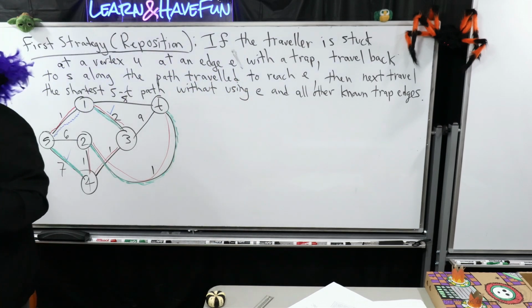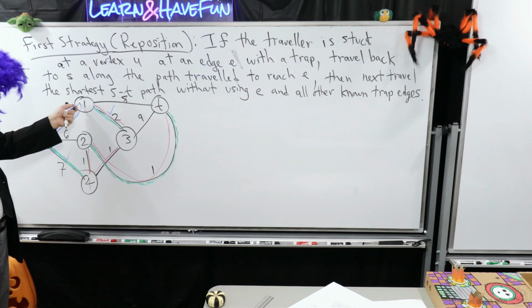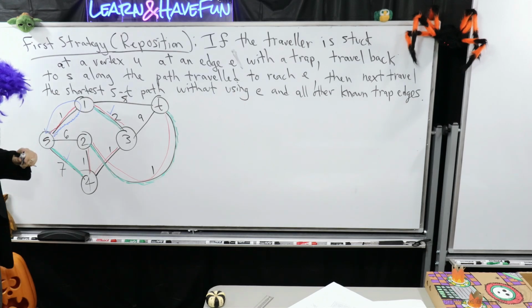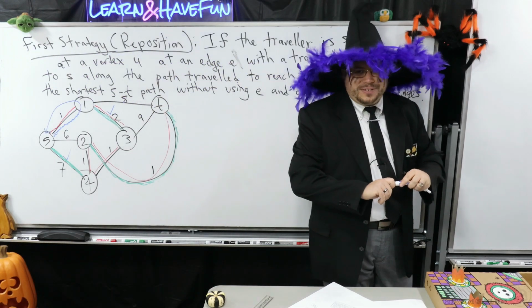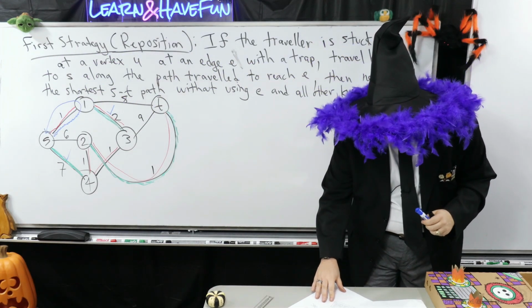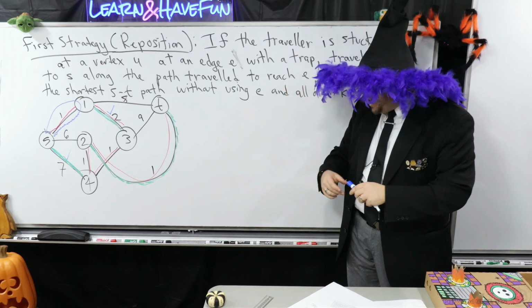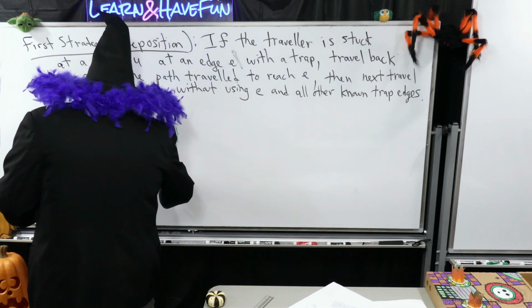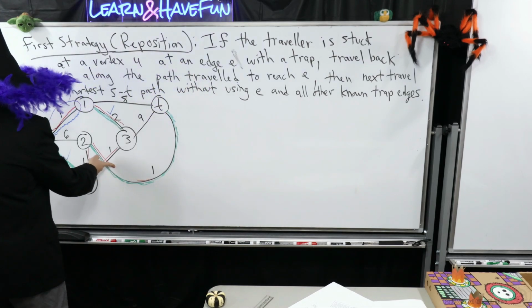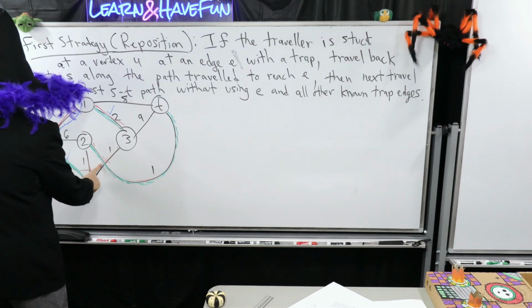So the reposition strategy says, hey, look, instead, now you're going to head back to S. So now go back to S, and you're going to compute a shortest ST path without using the known trap edges. So now we've got to compute another shortest path, right? So let's compute another one. Let's get rid of the red here, because we know that we're probably going to have a different path, right?